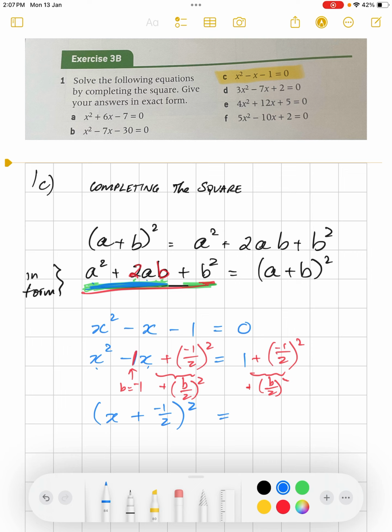All right, a little bit complicated, I know, but this is in the form of x squared minus 2 times x times negative a half plus negative a half squared, and that's b. b is negative a half, 2 times x times negative a half. So if you can see that, lovely, that's completing the square. On the right hand side, we just work this out to be 1 plus 1 squared is 1, 2 squared is 4, so that becomes 5 over 4.